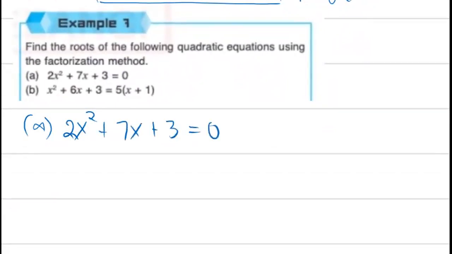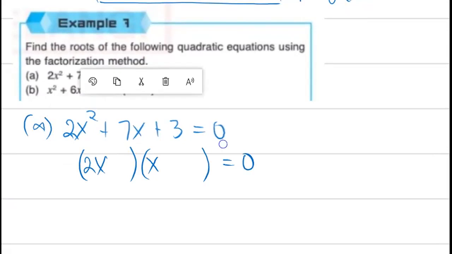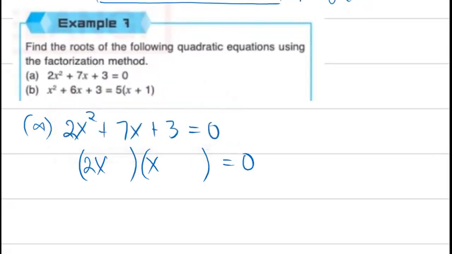So yeah, if we're going to apply factorization like this, what are the factors of 2x squared? 2x times x, okay? And what are the factors of 3? In this case, we have a leading coefficient, right? So that should be one of our concerns. So let's just try 3 times 1. And since this is positive, it should be the same sign. And since the sum is positive also, both of them should be positive.